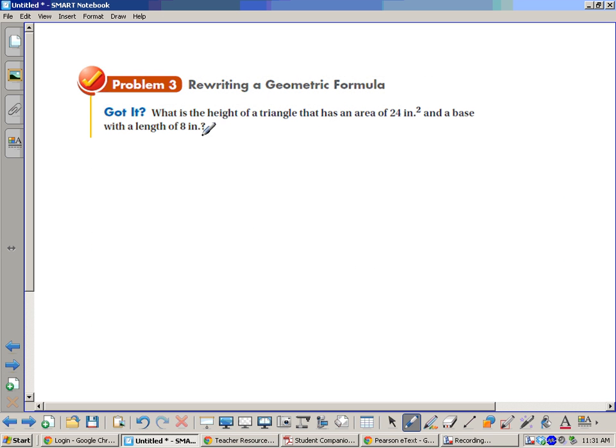So we're going to be dealing with a triangle here. What is the height of a triangle that has an area of 24 square inches, that's a unit, okay, we're not actually squaring anything, it's just a unit, and a base with a length of 8 inches? So we have to use the triangle area formula, which you could have pulled off of that last slide, and then we're going to substitute in the given information.